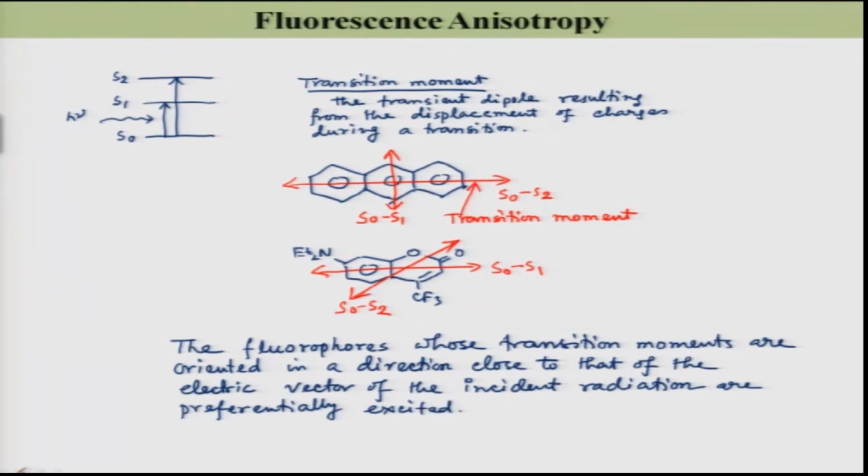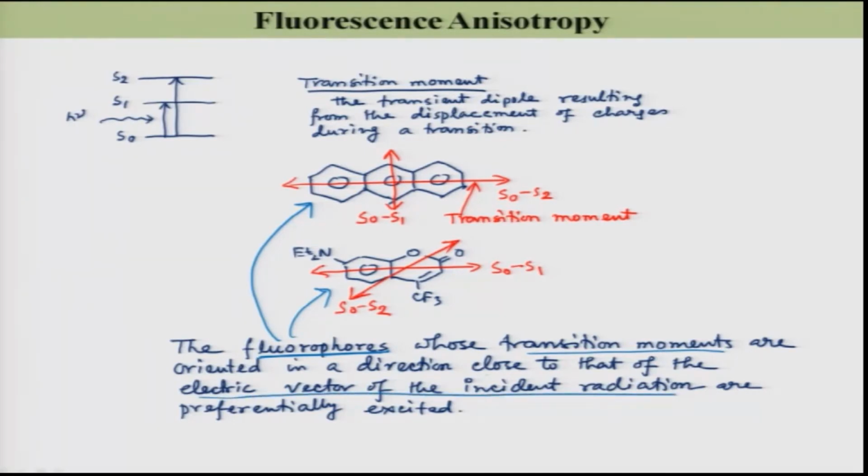So, here I said fluorophores, see here, these fluorophores mean either this or that or some other, whose transition moments are oriented in a direction close to that of the electric vector of the incident radiation.